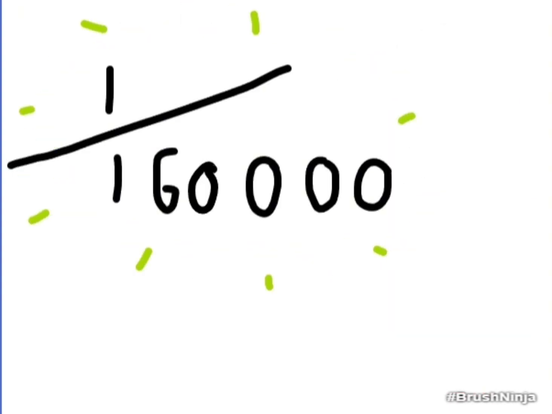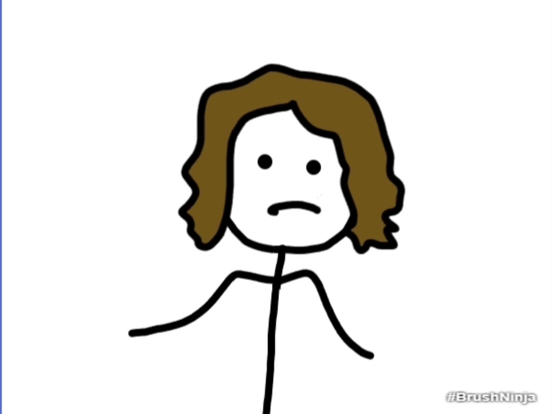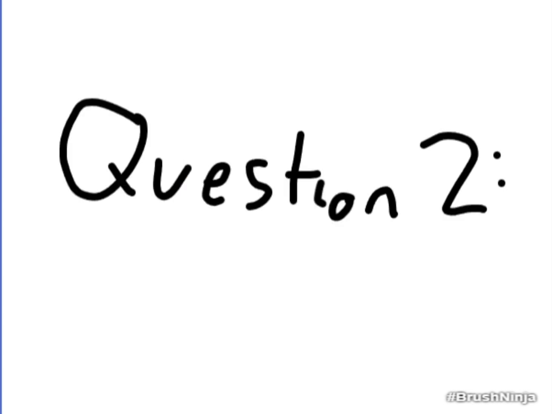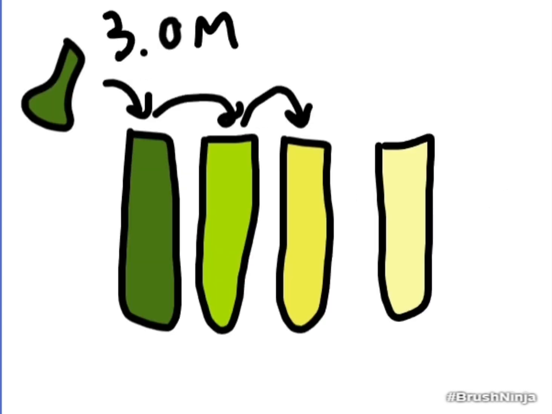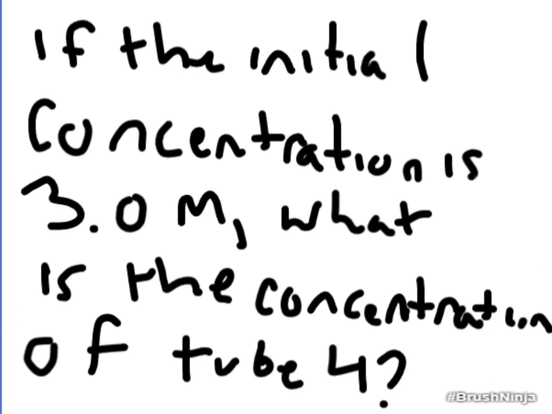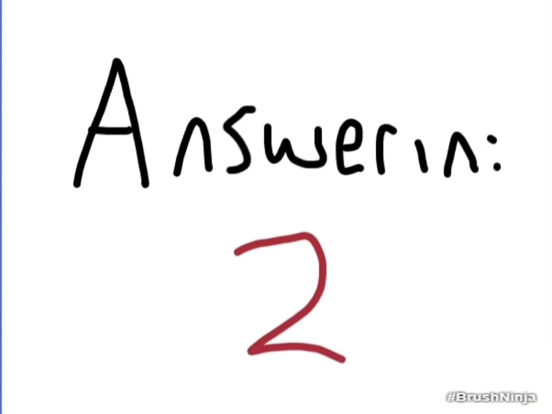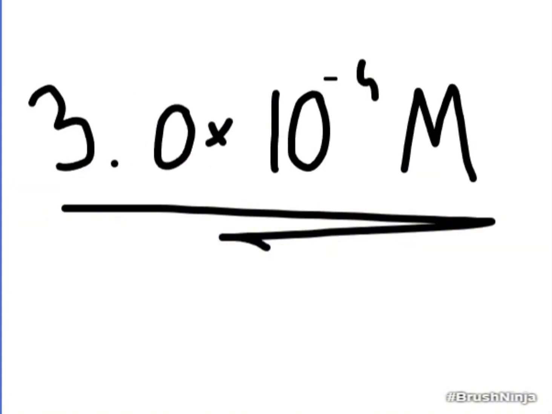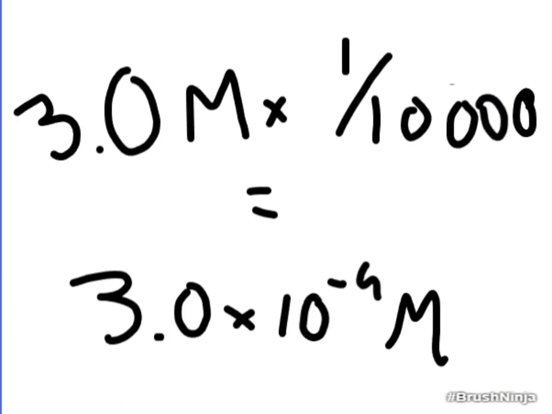1/160,000. Great job. Let's try one a little harder now. If the molarity of the stock solution was 3, then the concentration of tube 4 must be 3 times 10 to the negative 4, which we get by multiplying the concentration by the final dilution.